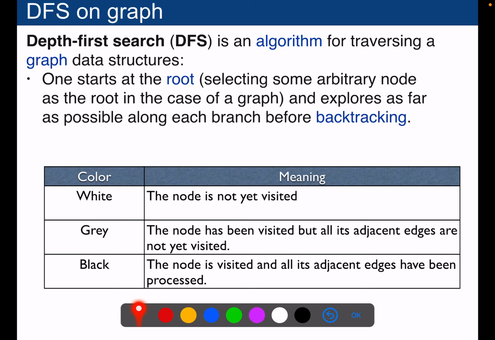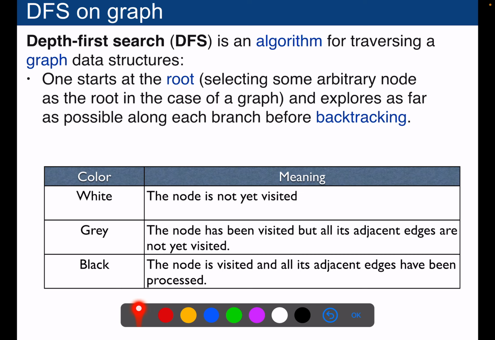We will also use in this lecture on maximum flow a sub-algorithm that is called depth first search on graph. Some of you may already be very familiar with this algorithm, but I will remind you of some important concepts, how it works, and the time complexity as well. It's an algorithm that is used for traversing a graph data structure.